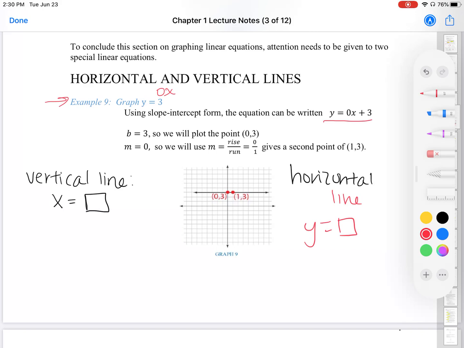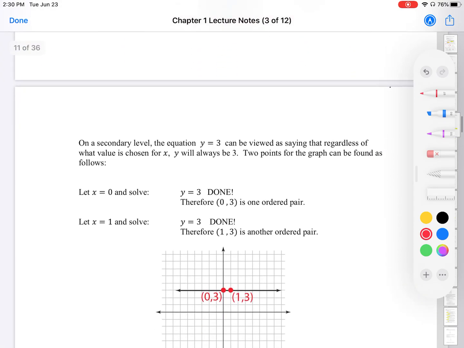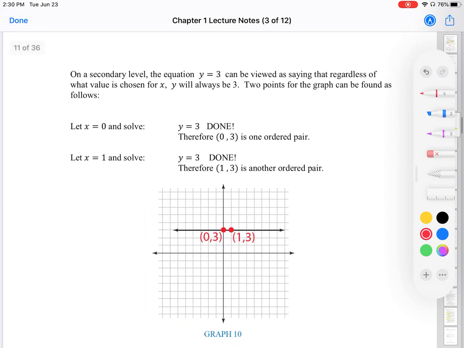We have a y-intercept of 3, so we plot that point. And you don't have a slope, meaning you have a slope of 0 over 1. So you don't go up 0, you just move 1 unit to the right. And there you have your points. On a secondary level, the equation y equals 3 can be viewed as saying that regardless of what value is chosen for x, y will always be 3.